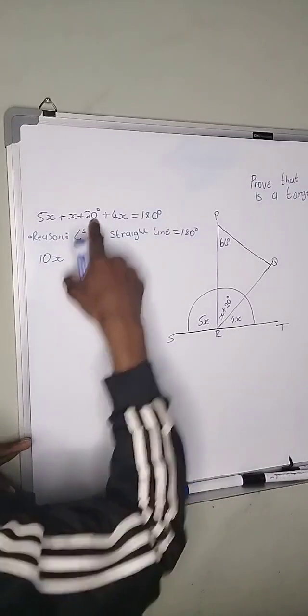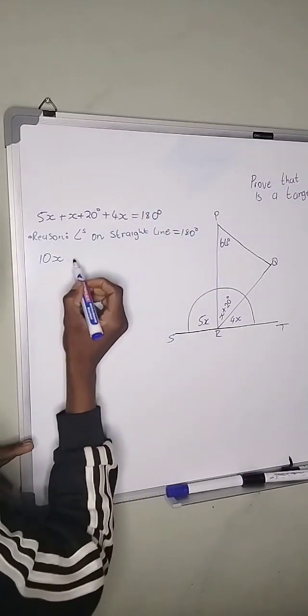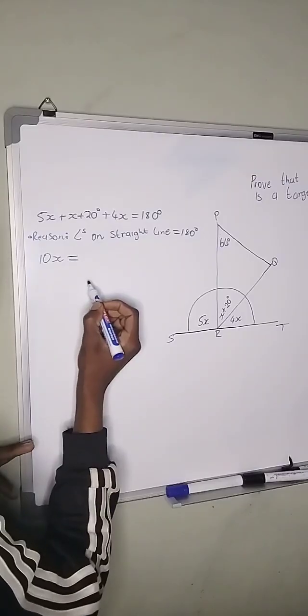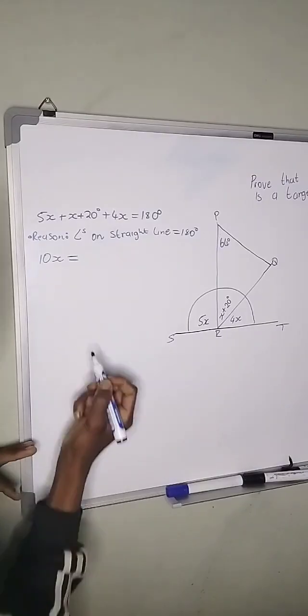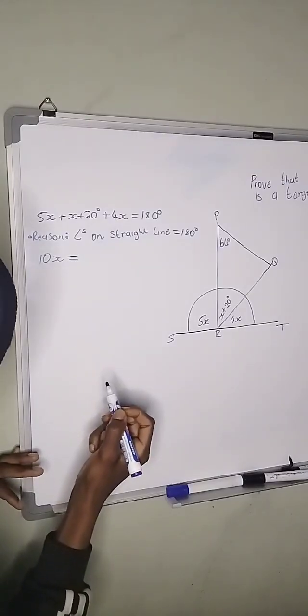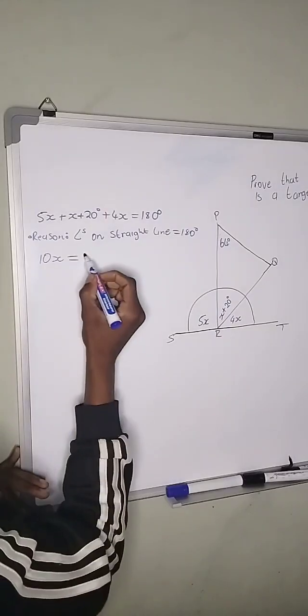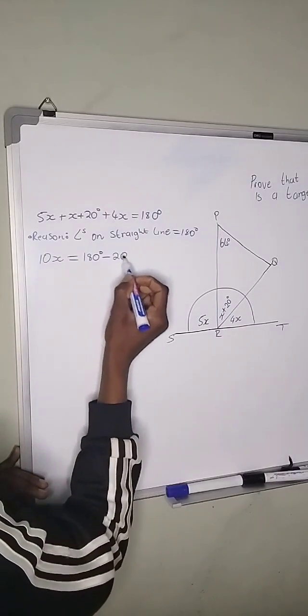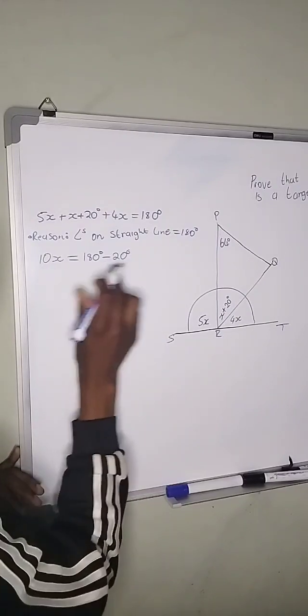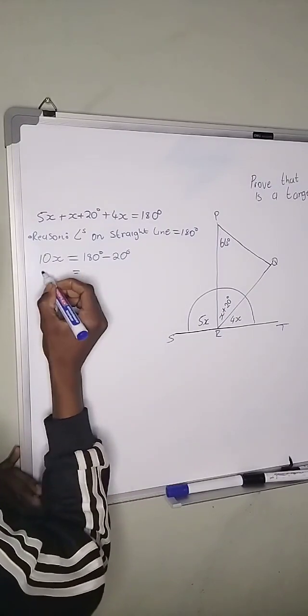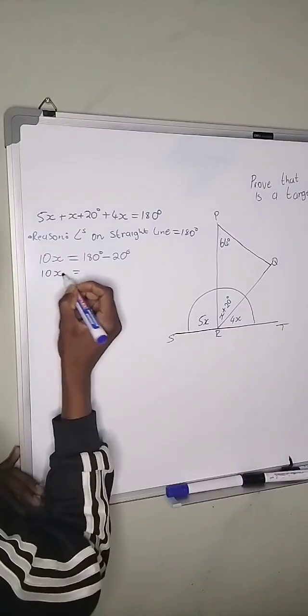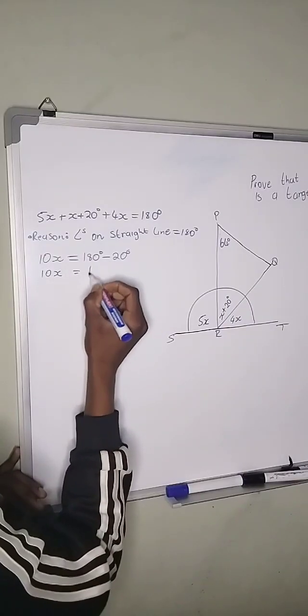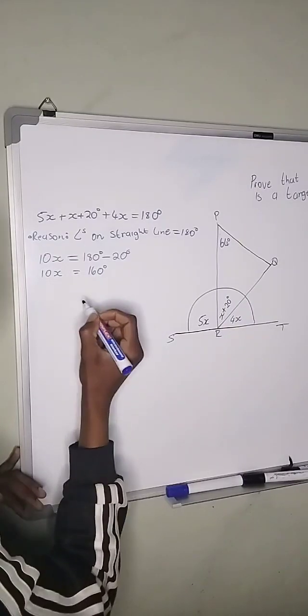And I will take this 20 to the other side. Then 10x is going to be equal to 180 degrees minus 20 degrees. So these two are going to give me 10x equals 160 degrees.